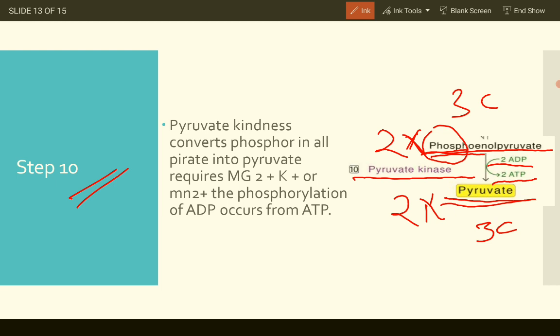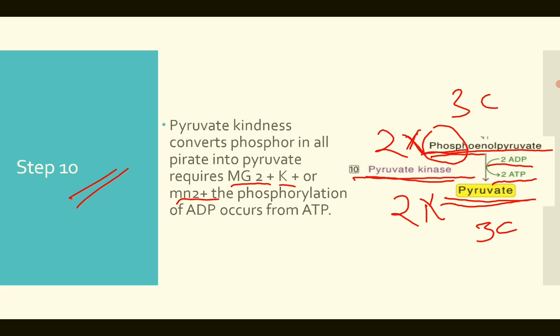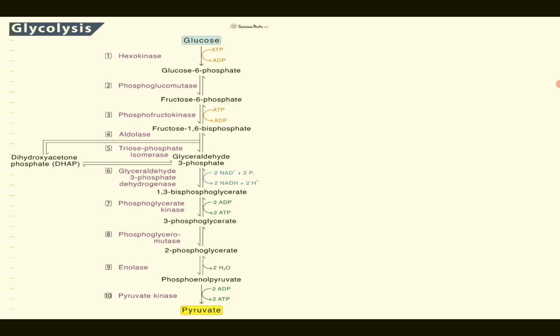So again, this pyruvate kinase enzyme requires Mg2+, K+ or Mn2+ for the reaction to take place, right? So this was the whole glycolysis process in detail. And there are certain other things that one must remember.